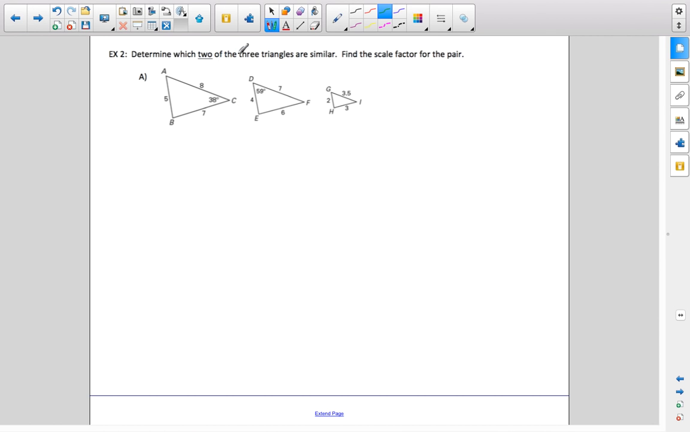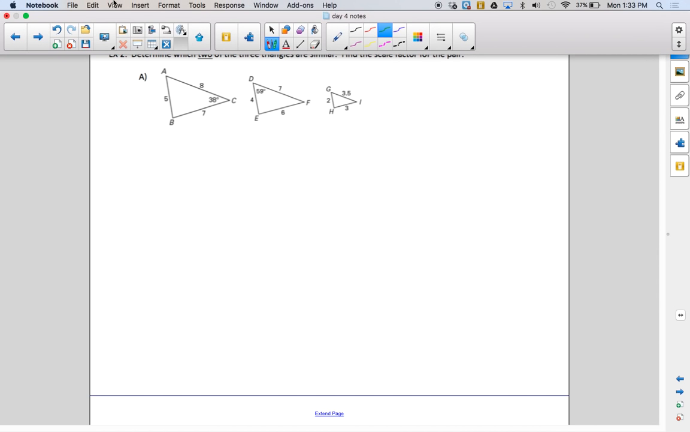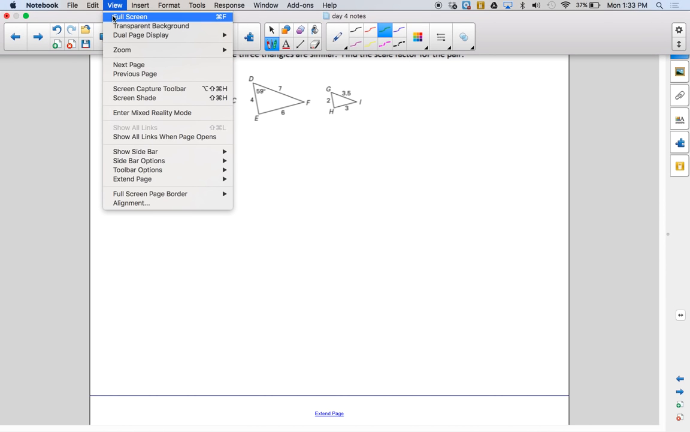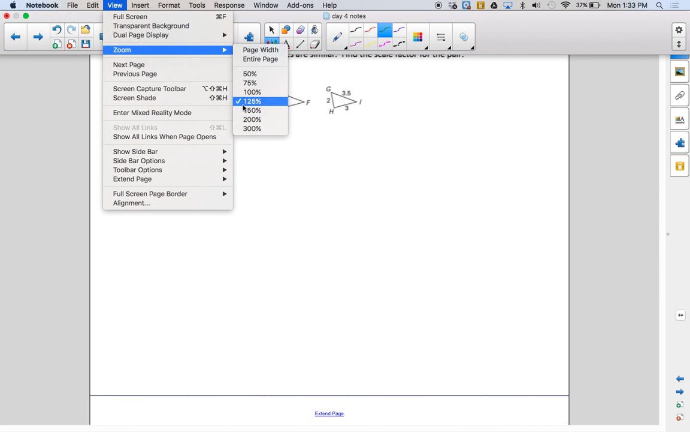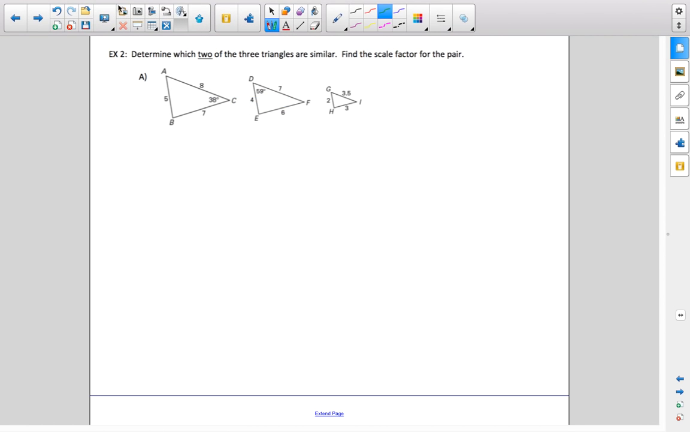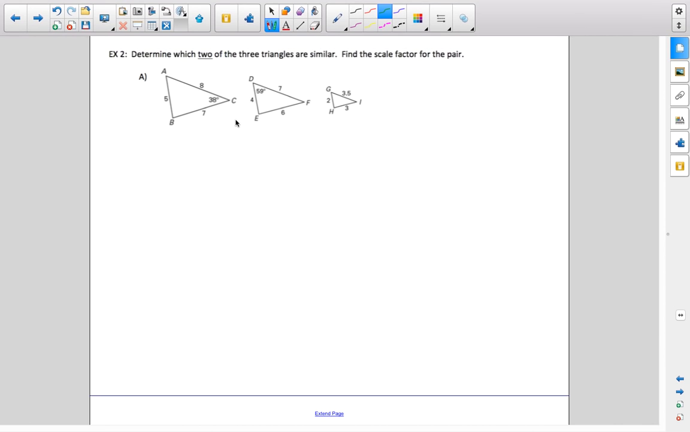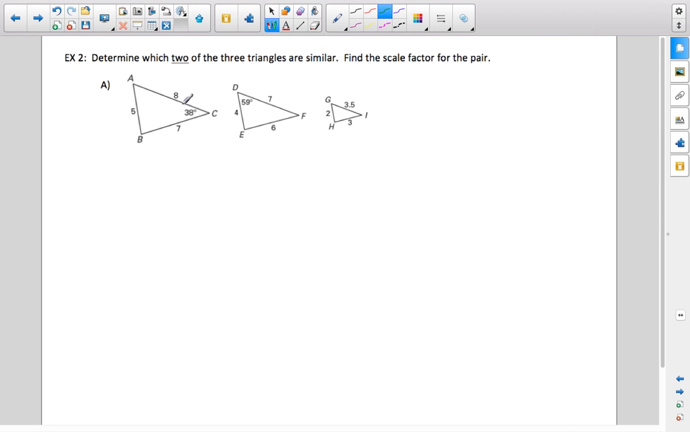Okay, we want to determine which two of the three triangles are similar. So I want to look at these closely, and I'm going to have to compare the sides because I don't have enough information on angles to say a whole lot. So I'm going to zoom in a little bit here. Let's go to 150, mostly so I can see it. So let's call this triangle 1, triangle 2, and triangle 3.